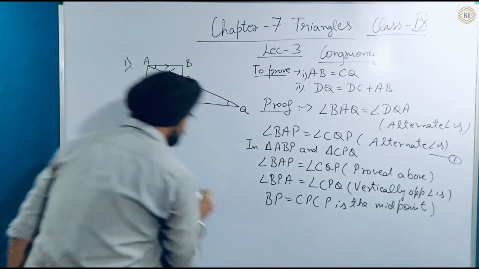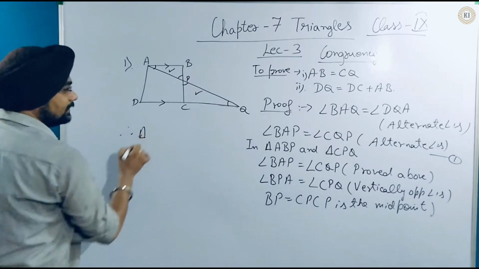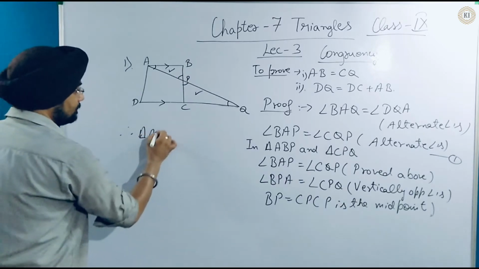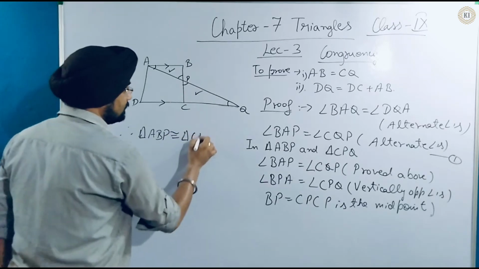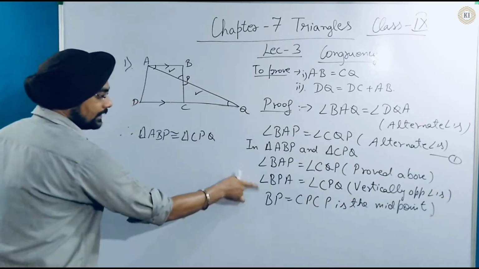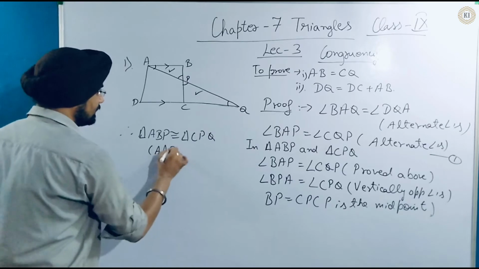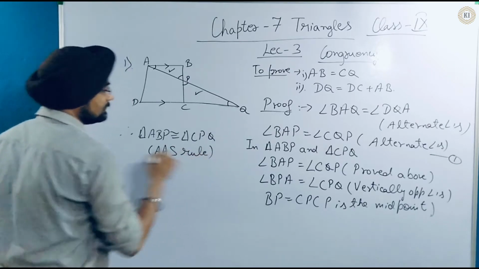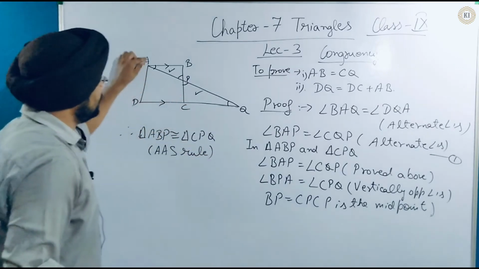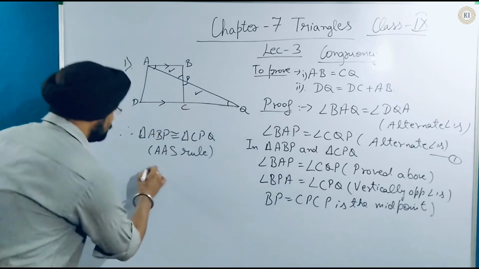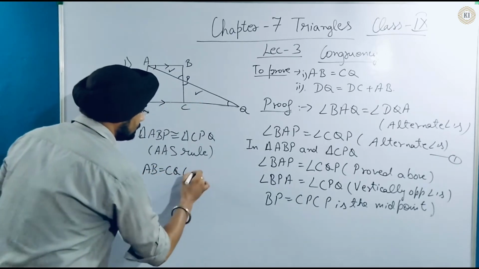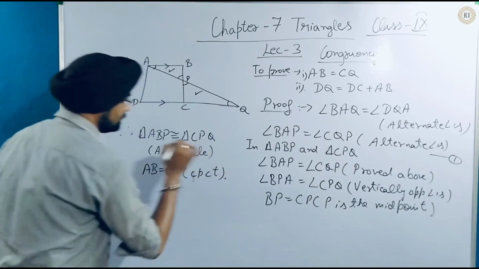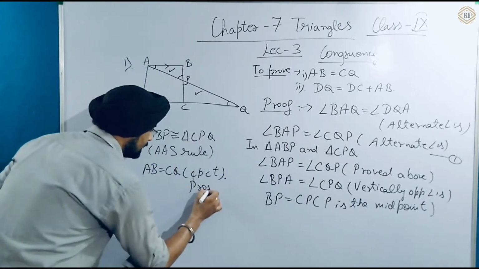So therefore triangle ABP is congruent to triangle CPQ, two angles and one side, by angle side angle rule, and AB will be equal to CQ, that is by CPCT. So our first part has been proved.